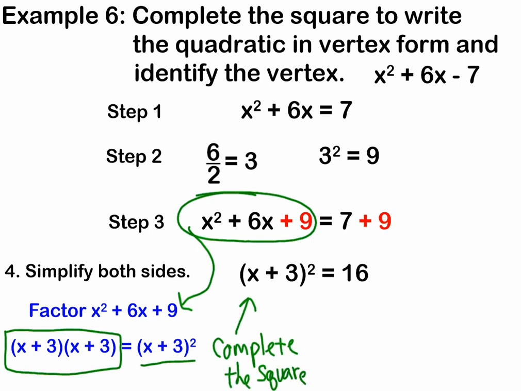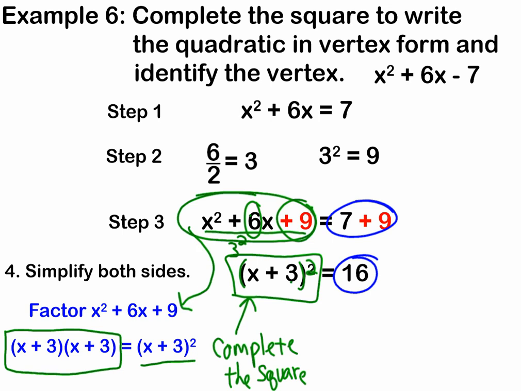So don't forget, that's the whole purpose of what we have. What you have up here, you'll notice, is always going to be this guy divided by 2, which is 3, square it, and that'll give you the third term. Whenever that happens, you can factor it into the middle guy divided by 2, which gives you 3, and a squared on the outside. Now, if I simplify this side, 7 plus 9 gives me 16.